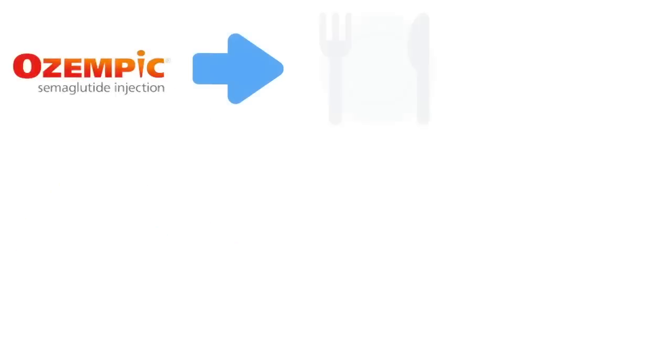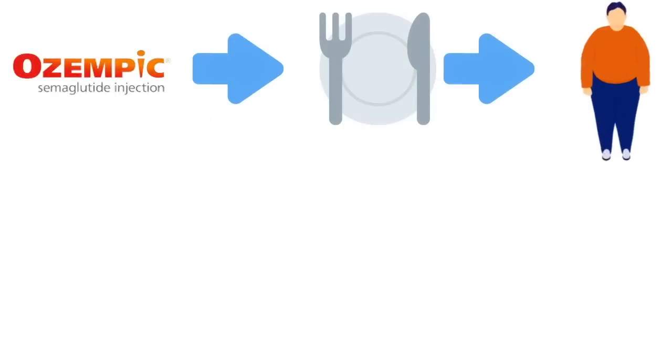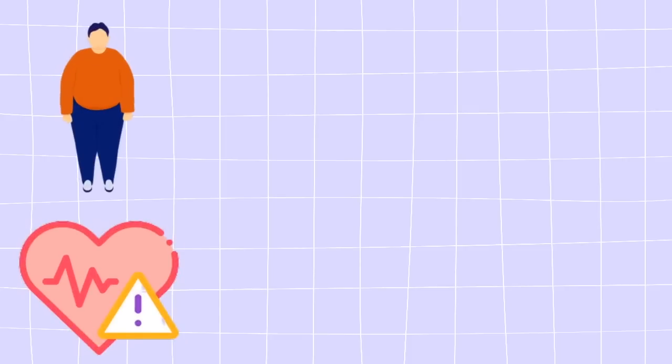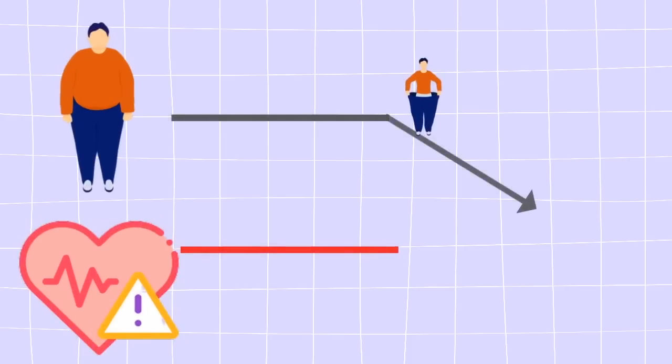The drug affects your appetite, which is the cause of weight gain. Then it decreases your weight, which also lowers your risk of heart disease. If weight was only correlated to heart disease, a drop in weight wouldn't result in such a substantial decrease in risk.